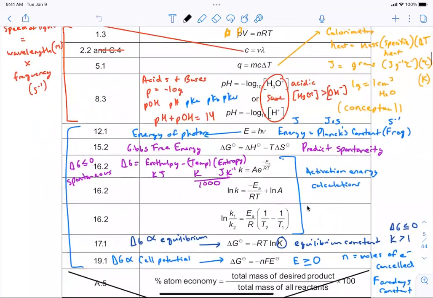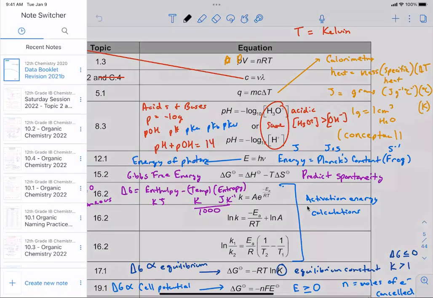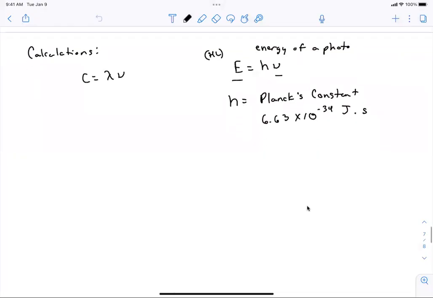Again, all the SL formulas are given first, and then all the HL formulas are given second in the data booklet. So just keep that in mind. If it's an HL idea, they're all after 8.3. All 12, 15, 16, 17, 19, that's all HL. So just remember that when you're looking for equations.